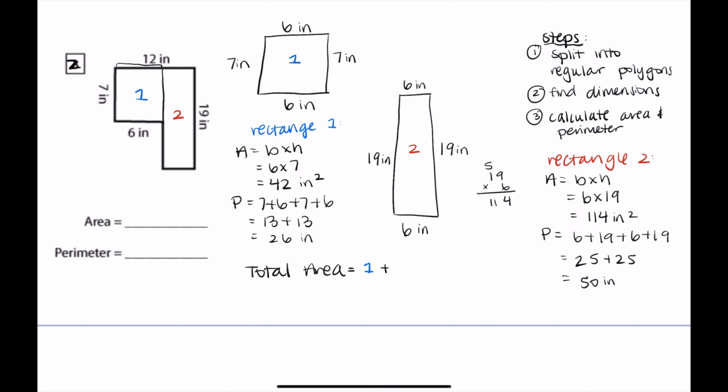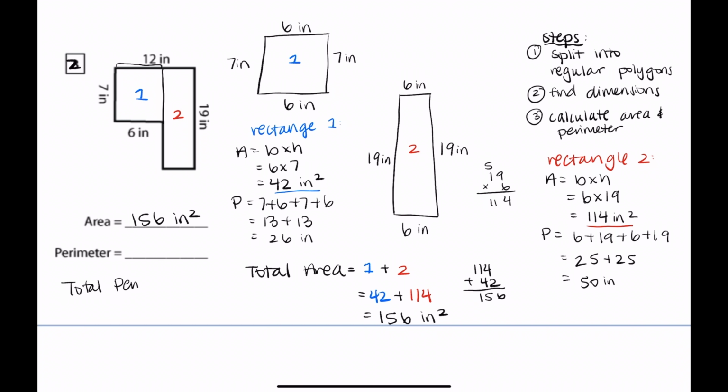Now we have to do the same step as before. We have to do our total area. That's taking the area from rectangle 1 plus the area of rectangle 2. So that would be 42 plus 114. When we do 42 plus 114, we end up getting 156. And again, since it's area, our units would be squared. So our total area for this irregular polygon would be 156 inches squared.